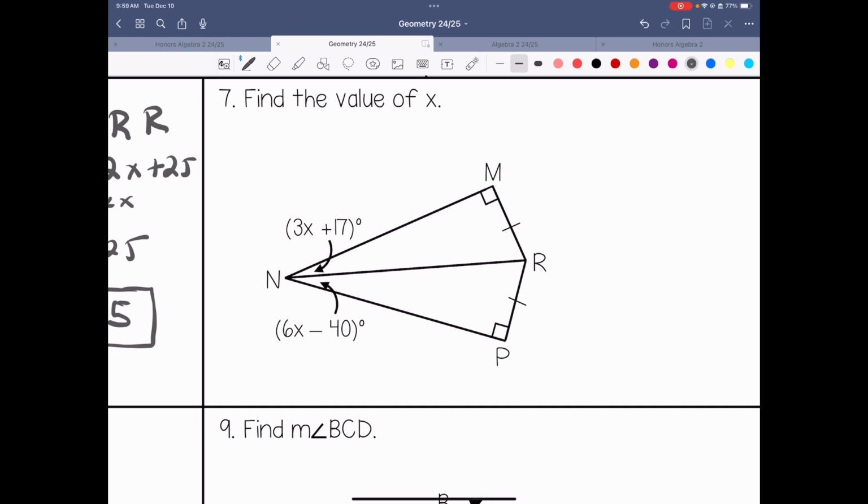Then angle MNR has to be equal to angle PNR.